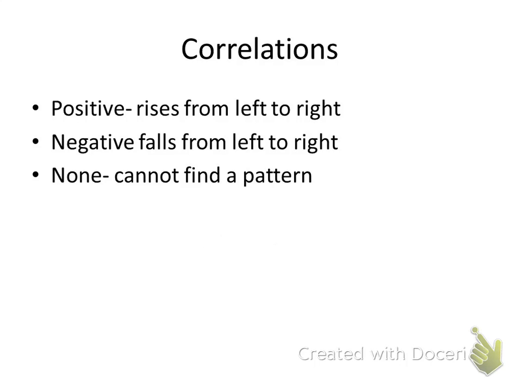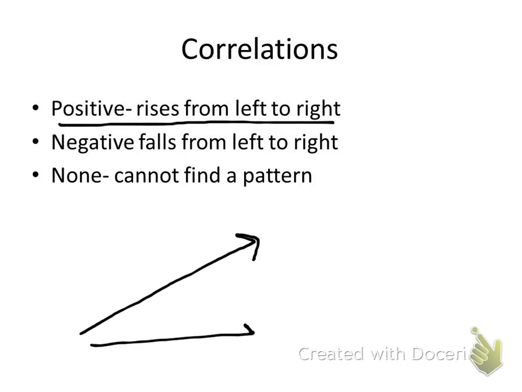So if I have a graph, my information or my line on my graph is going to rise from left to right. Remember, we always read from left to right. That's how I read this sentence here. Rises from left to right. So if I look at my line and from left to right it's rising, I know it has a positive correlation.